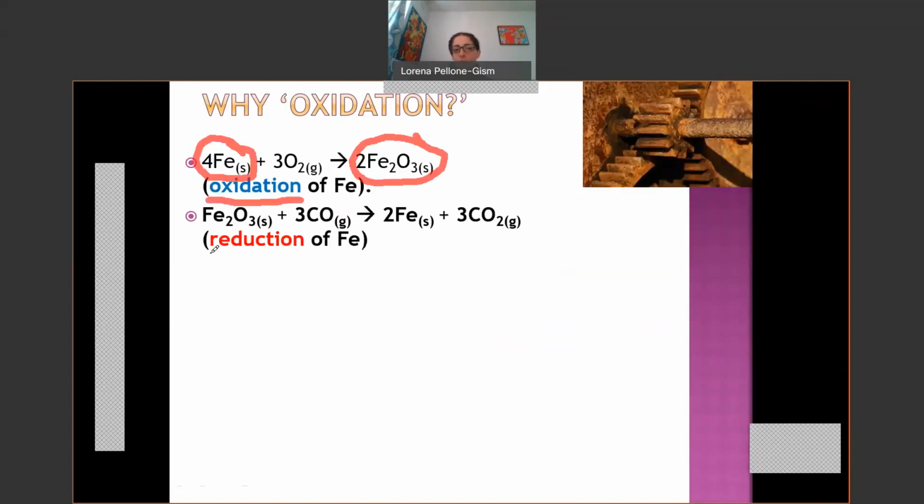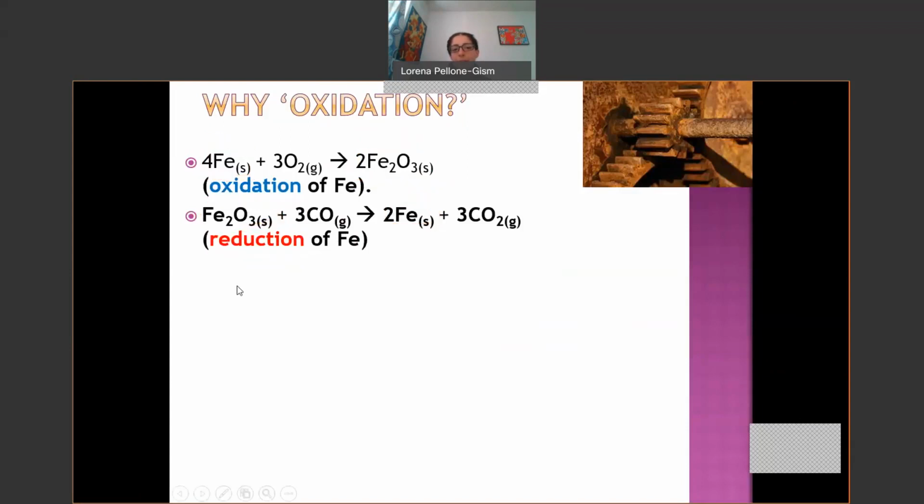They called this reduction, and as you can see, the opposite's happening. The iron is losing the oxygen. Why did they call it reduction? It's because through this process, you actually lose mass. So they were taking out iron ore, which is iron oxide, and they were smelting it to remove the oxygen, and they saw that you get a loss of mass.